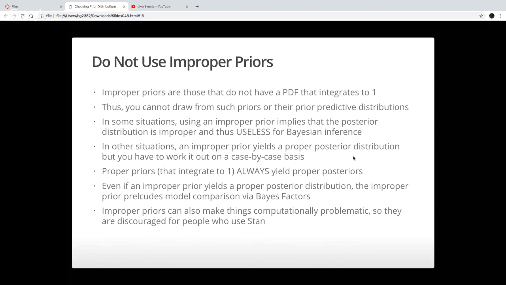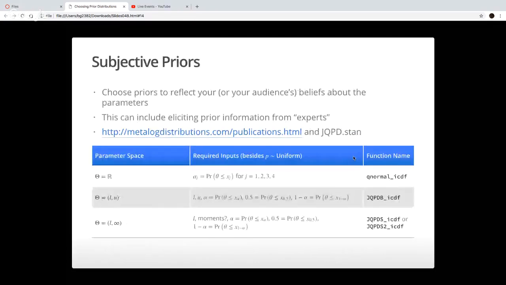legitimate. But even in the cases where an improper prior still yields a proper posterior distribution, you can't do things like Bayes factors, which we'll talk about in a couple weeks. And these can also be very computationally problematic as well. So pretty much just don't use them, although you'll see other people doing so.